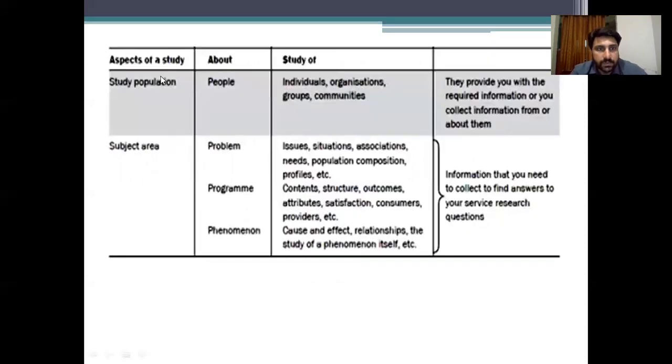Like, your study population is the people, which can be individuals, organizations, groups, or communities, and these provide you with the required information, or you collect information from them or about them. That's the importance of the people.